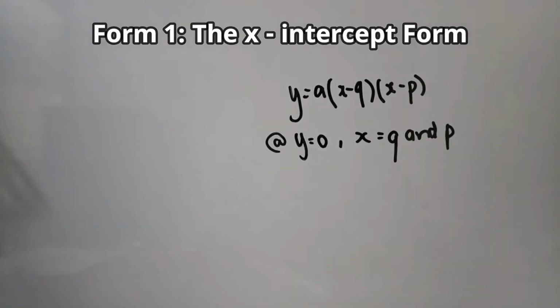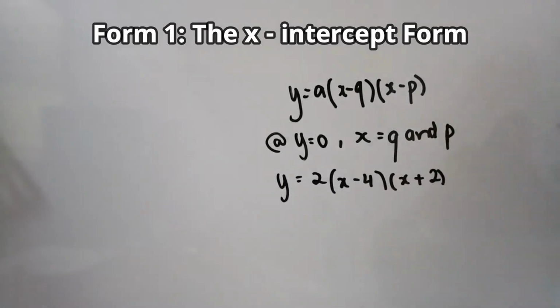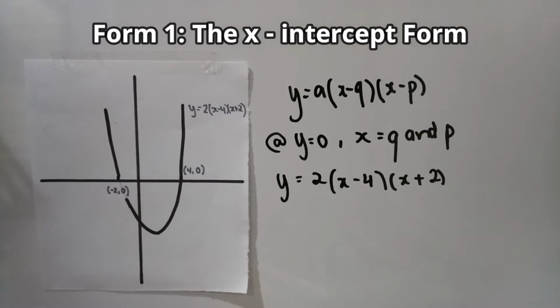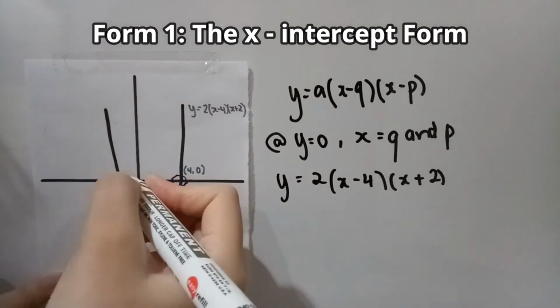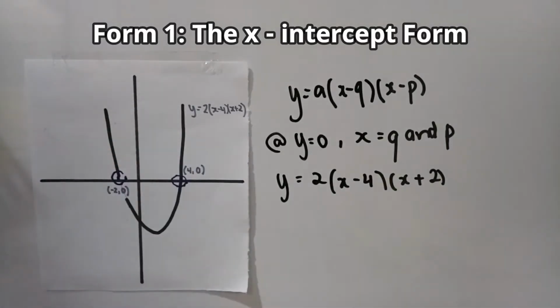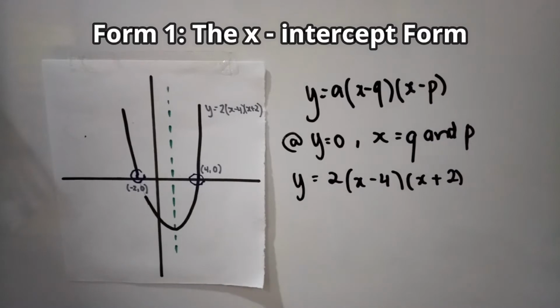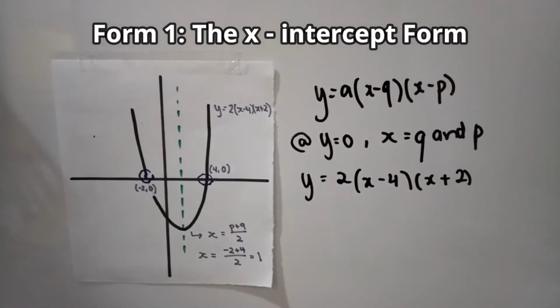Let's use the example y equals 2 times x minus 4 times x plus 2. From here, we have q equals 4 and p equals negative 2. They become the x-intercepts because that's when y is equal to 0. To find its axis of symmetry, simply add 4 and negative 2 together and divide the sum by 2. It gives you the middle point at x equals 1, which also happens to be the vertex's x-coordinate.